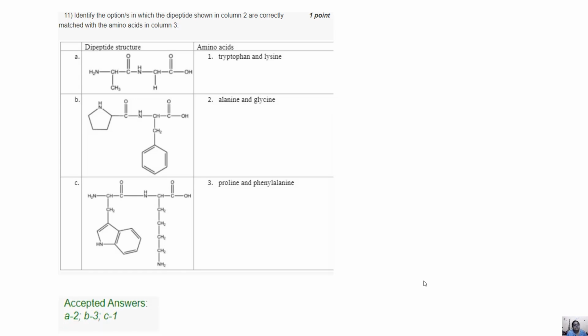Okay, so the answer will be: A will match with alanine and glycine, B will match with proline, tryptophan and alanine, and C will match with tryptophan and lysine.